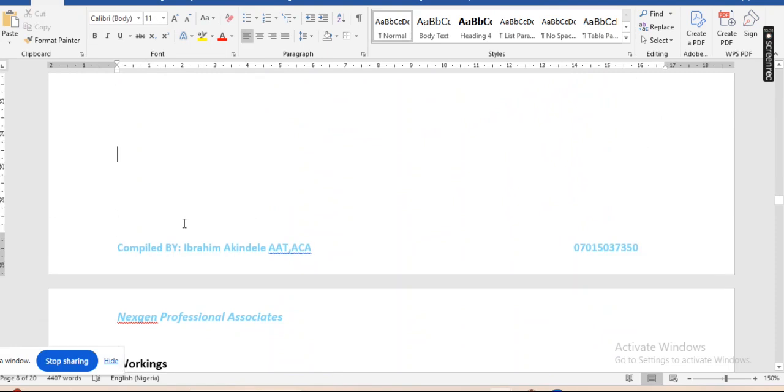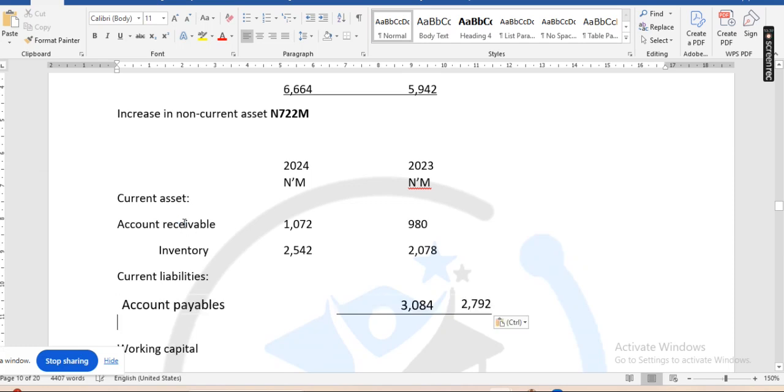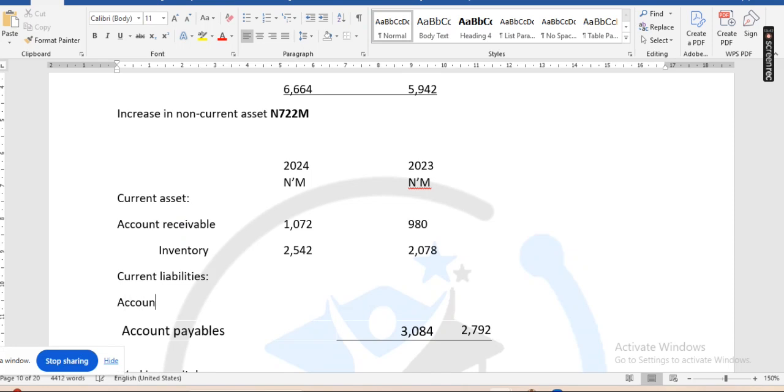Okay, coming. Working capital. Working capital. Okay. So accounts payable, right? Accounts payable, payables. 3,084, 2,792. Okay, so what is our working capital?